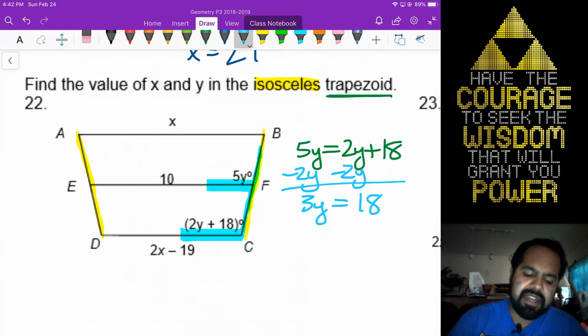And then we're going to divide out the 3. So therefore y equals 6.